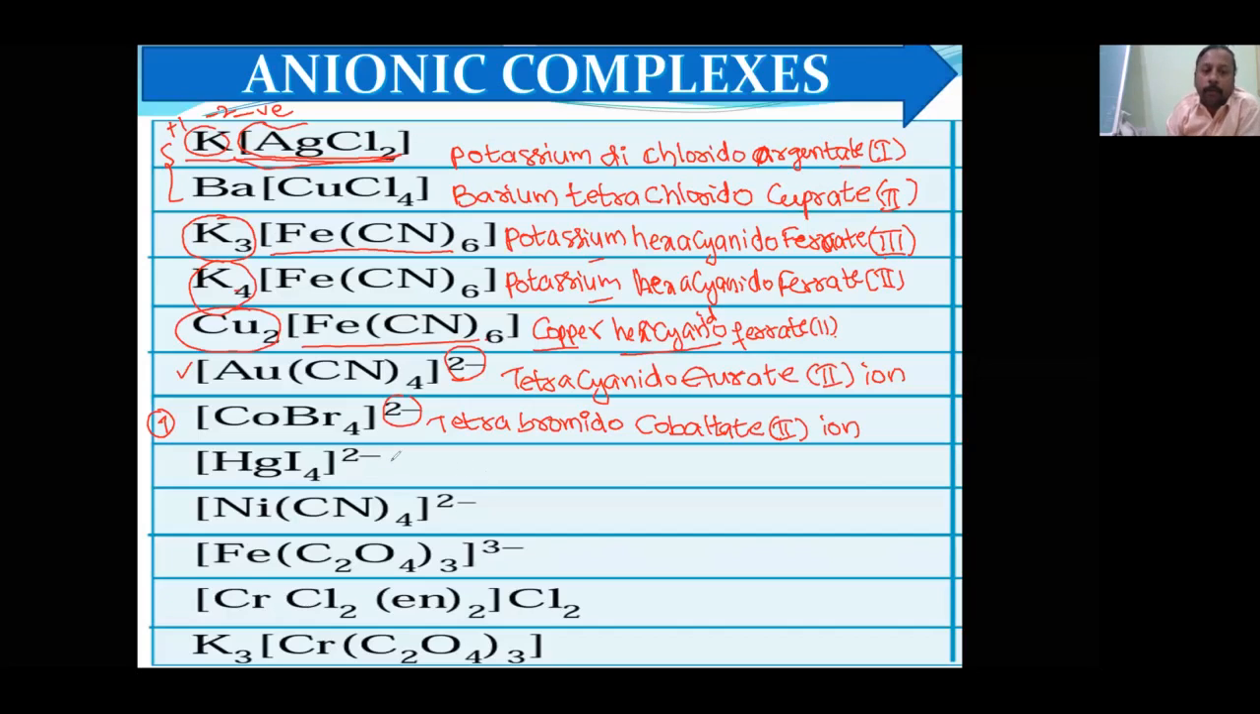So now try the next, eighth question. Try it, then you will understand. You will make mistakes, and you will understand. Now listen. It will be tetraiodido. Earlier it was iodo, now it will be iodido. Understood? Mercurate, oxidation number 2, then it will be ion.